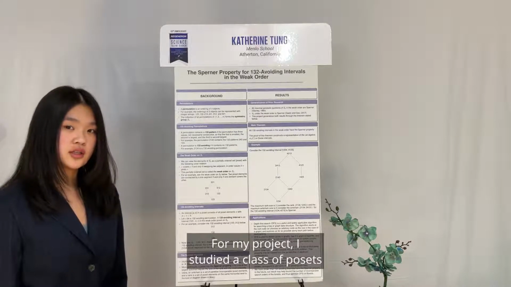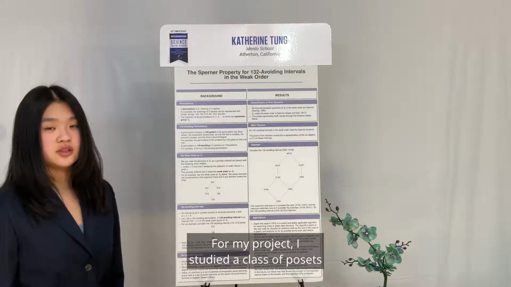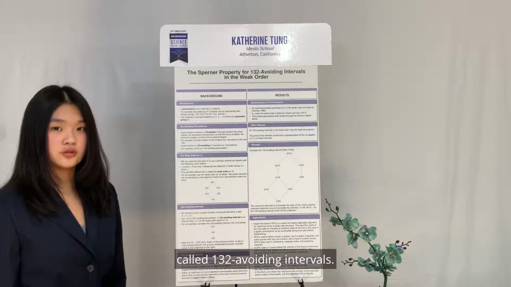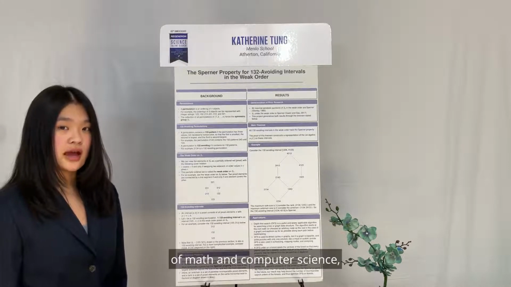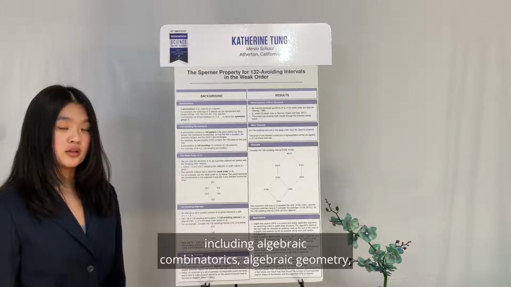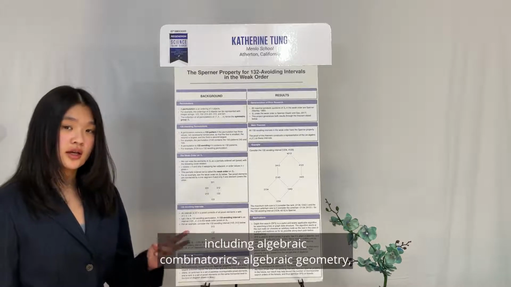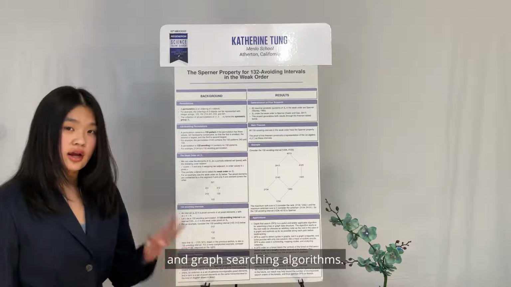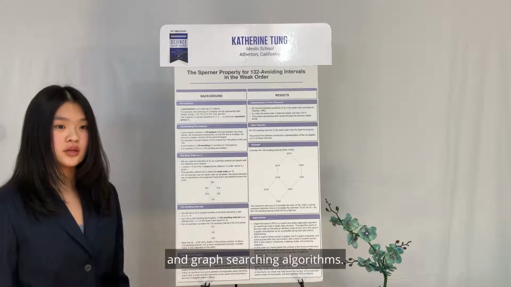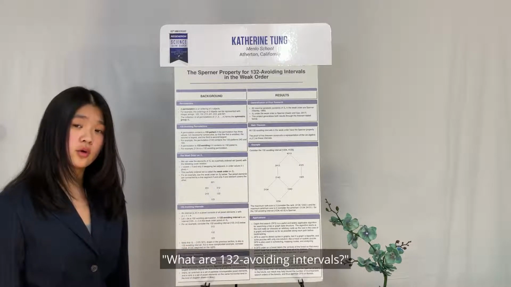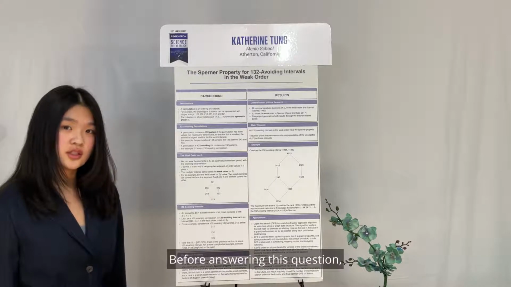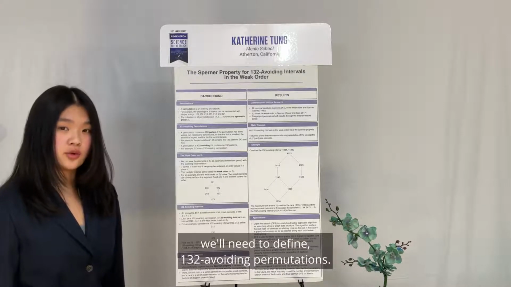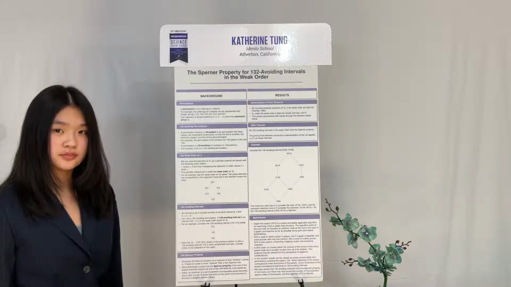For my project, I studied a class of posets called 132 avoiding intervals. These structures are relevant to multiple areas of math and computer science, including algebraic combinatorics, algebraic geometry, and graph searching algorithms. You may be wondering, what are 132 avoiding intervals? Before answering this question, we'll need to define 132 avoiding permutations.